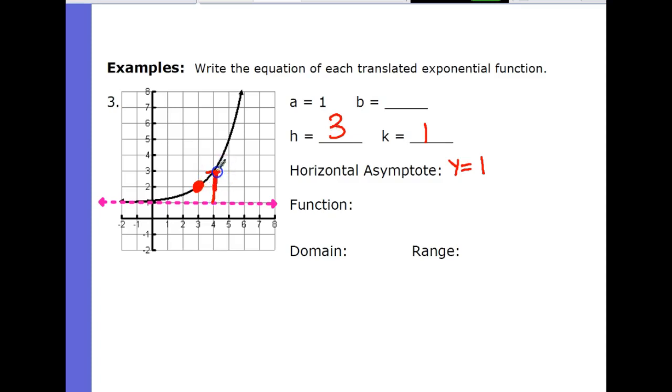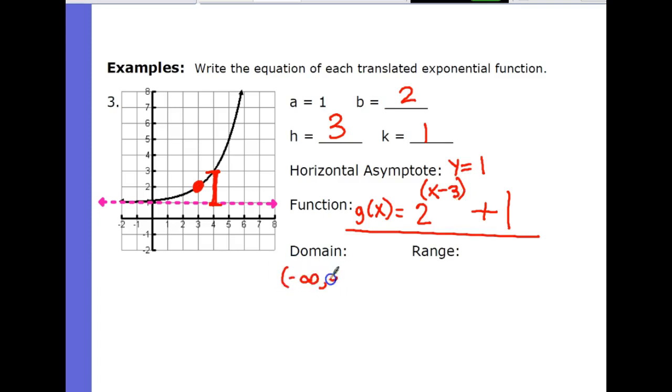This distance right here gives me the B. So the function is g of x equals 2 raised to the x minus 3 plus 1. The x minus 3 is all in an exponent. Make sure the x minus 3 looks like an exponent. If you were going to graph this in your calculator, parentheses would be required around that.